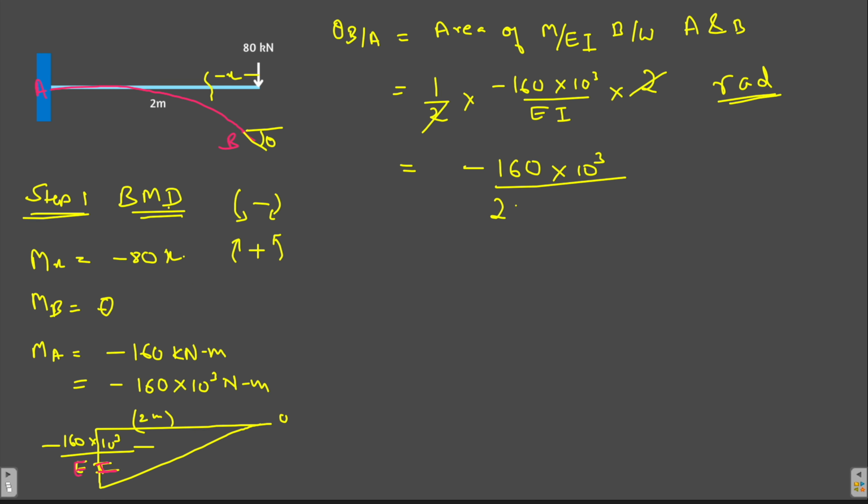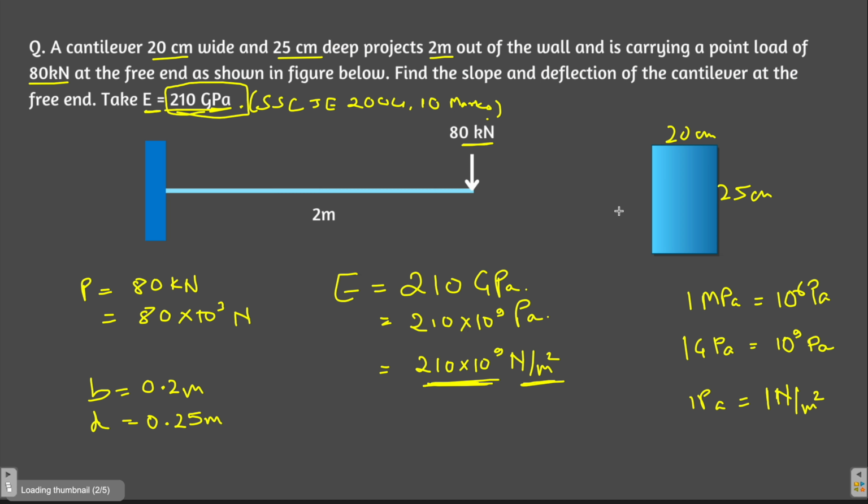So 210 into 10 to the power 9 is E. And what is the value of I? We don't know the value of I. We haven't calculated it yet. So let's first calculate the value of I. I means the moment of inertia of the cross section of the beam. So this is the beam. We have to calculate the moment of inertia of the cross section of the beam about this axis.